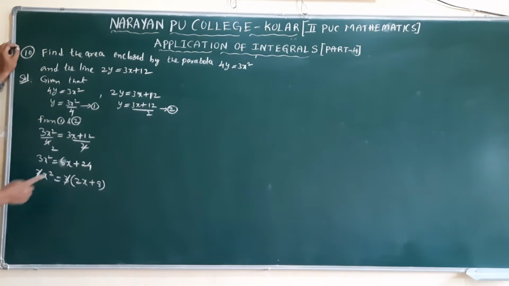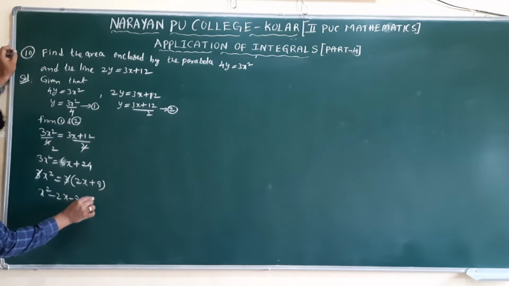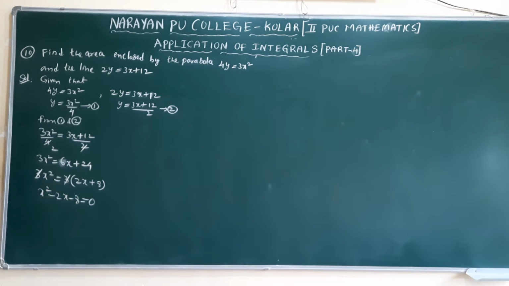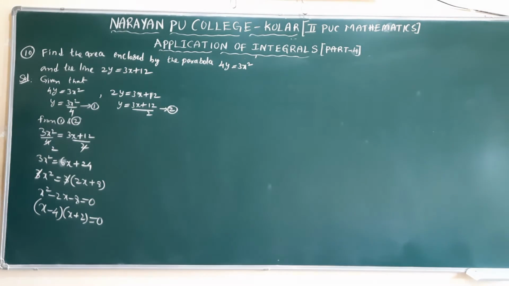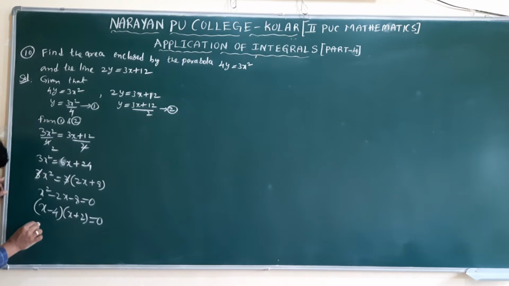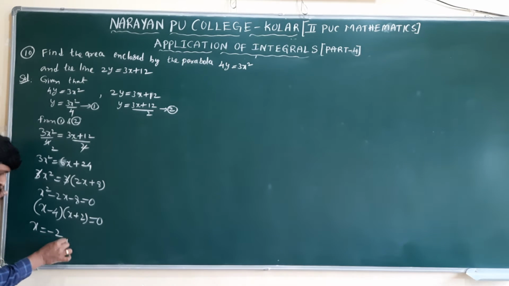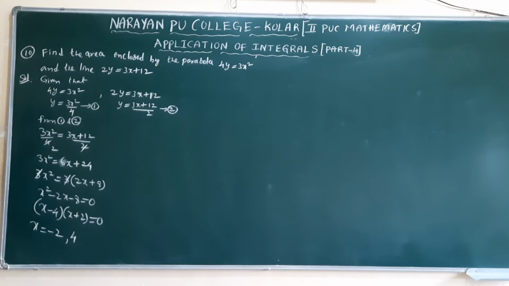3 3 cancel. Now take this side, x square minus 2x minus 8 equal to 0. For the factors of c equals minus 8, we need factors minus 4 and plus 2. That's why directly I am writing (x minus 4)(x plus 2) equal to 0. That's why finally the x values we get are either minus 2 or plus 4.